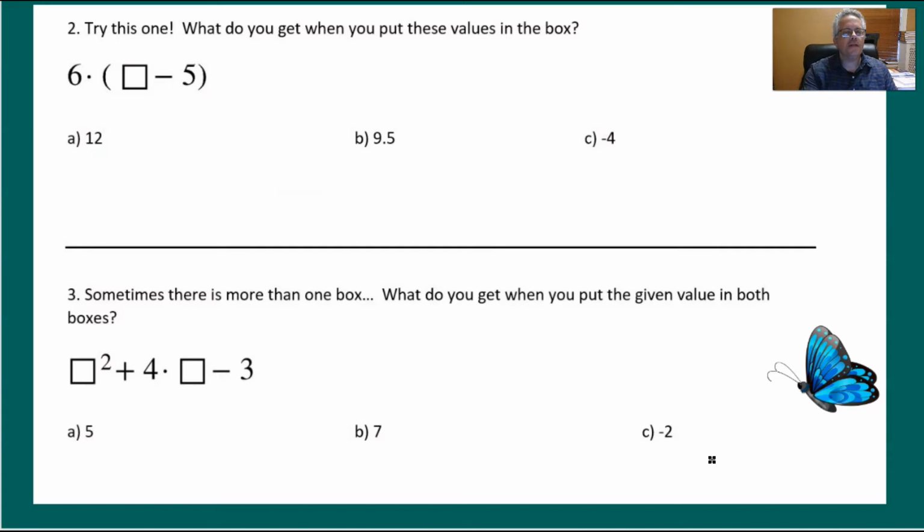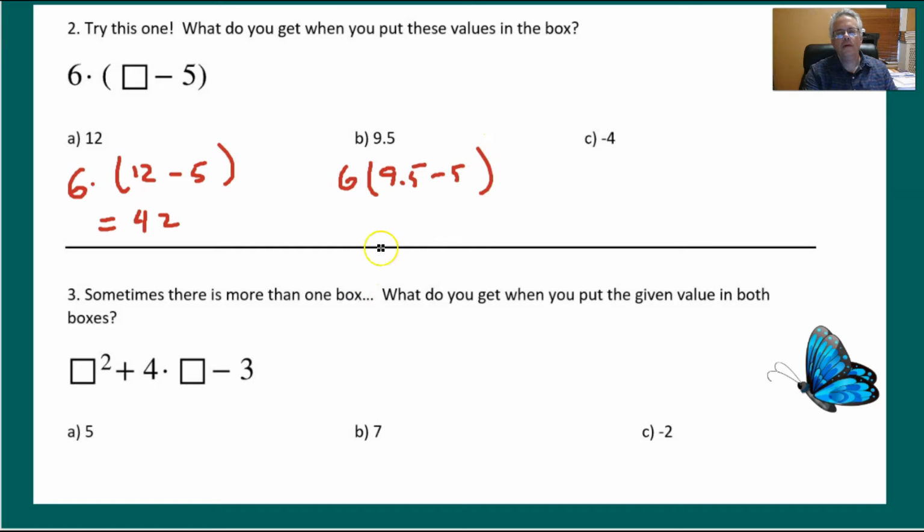Okay, well, let's try some others here. So here we have 6 times, and we have this quantity, whatever we put in the box, minus 5. All right, so again, the value we end up with depends on what we put in there. So if we put in 12, we get 6 times the quantity, 12 minus 5, and if you do that on your calculator, you get 42. We can put decimals in there also. We get 6 times 9.5 minus 5. Well, that'd be 6 times 4.5. I believe that is 27.